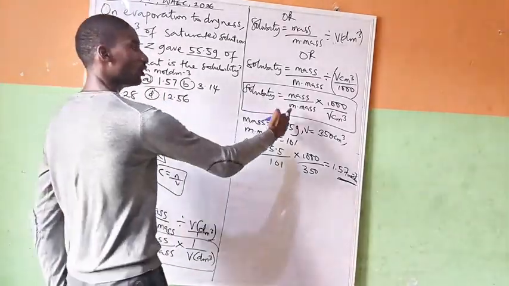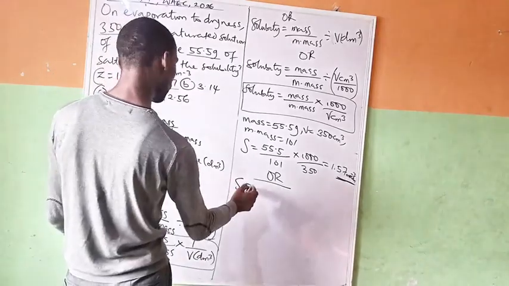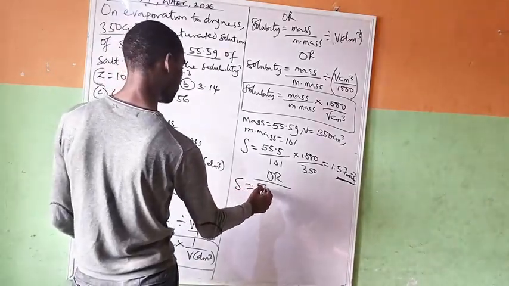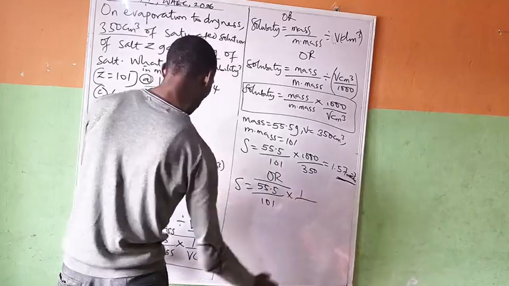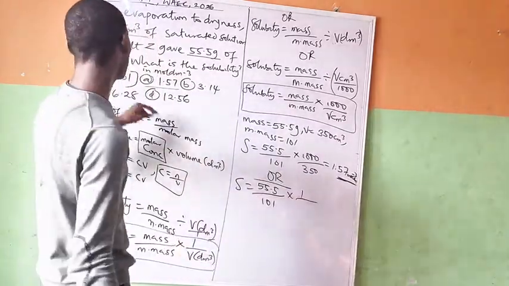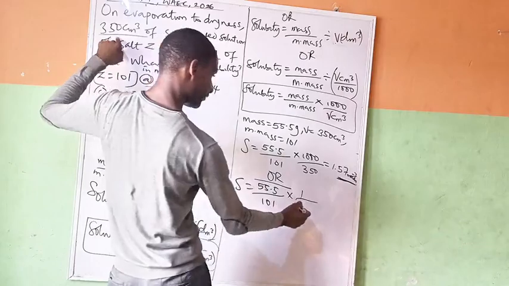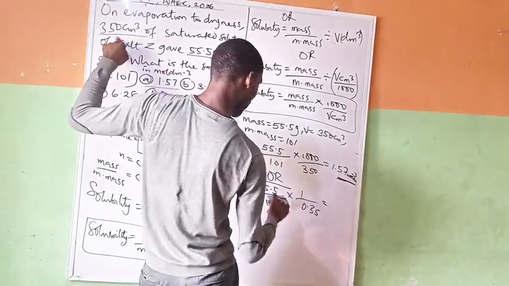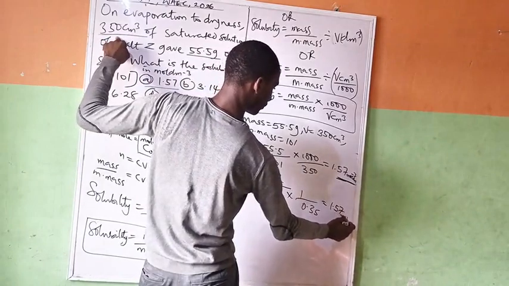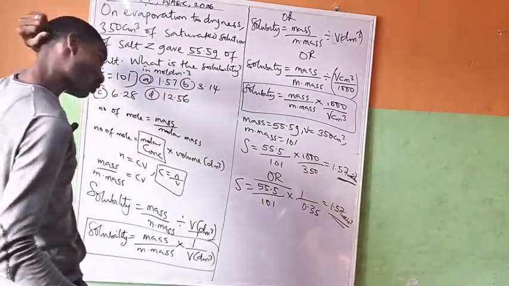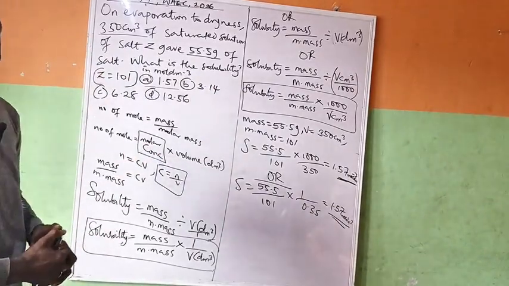And if you try this second formula, your solubility will be mass, which is what? 55.5 divided by molar mass 101 times 1 over V, which now has to be in dm cube. So you convert this 350 to dm cube by dividing by 1000. That will be 0.35. If you multiply this, you get 1.57 mole per dm cube. That's the answer. So that is the basic simple formula to answer questions on solubility.